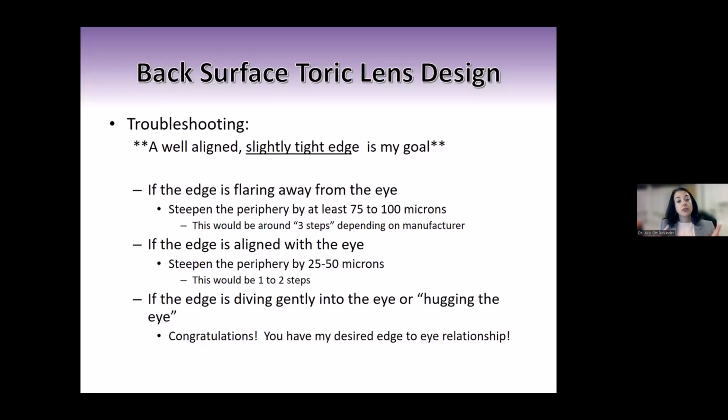And the reason I'm aggressive on the front end is because I'm trying to save them lens remakes, trips back into my office, and me time. So I feel like I can make bigger jumps and fewer remakes if I do that.